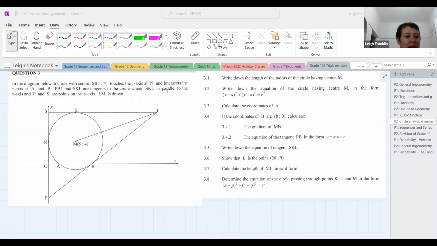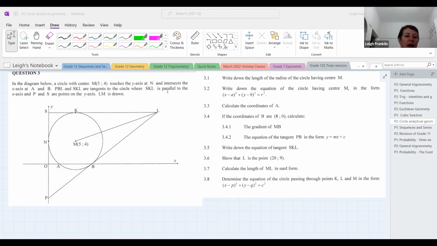Okay, so in the diagram below, a circle with center M(5; 4) touches the y-axis at N and intersects the x-axis at A and B. PBL and SKL are tangents to the circle, where SKL is drawn parallel to the x-axis. All right, P and S are points on the y-axis and LN is drawn.